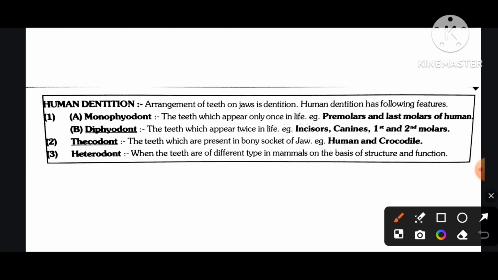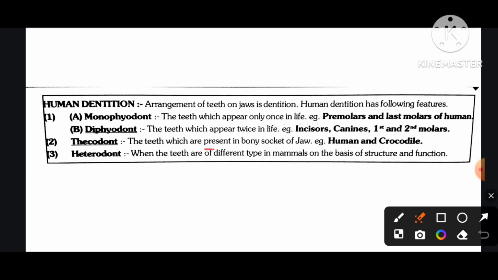Human dentition. Arrangement of teeth on the jaw. Human dentition has the following features. Number one, monophyodont: the teeth which appear only once in life, for example, premolars and last molars of humans. Number two, diphyodont: the teeth which appear twice in life, for example, incisors, canines, first and second molars.